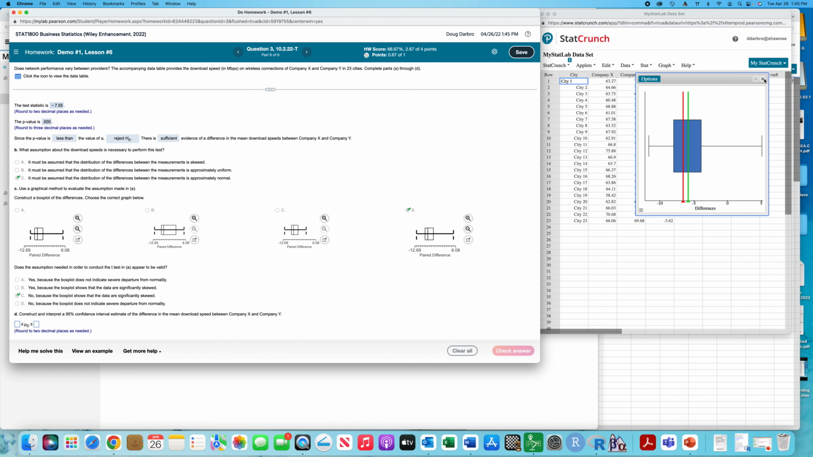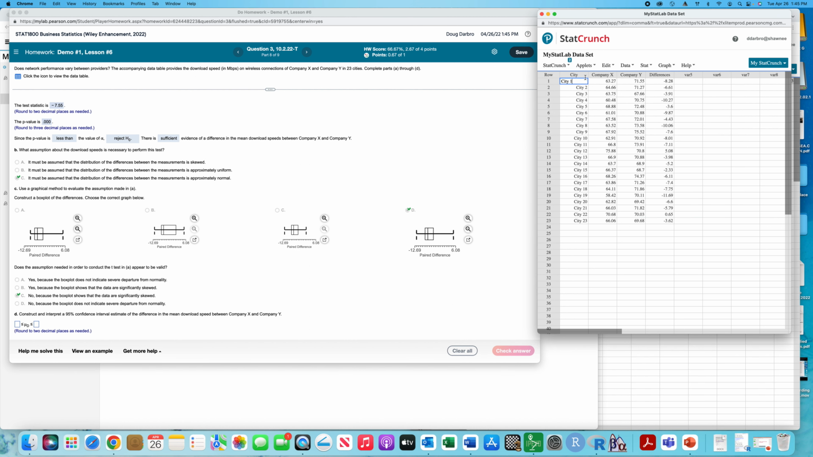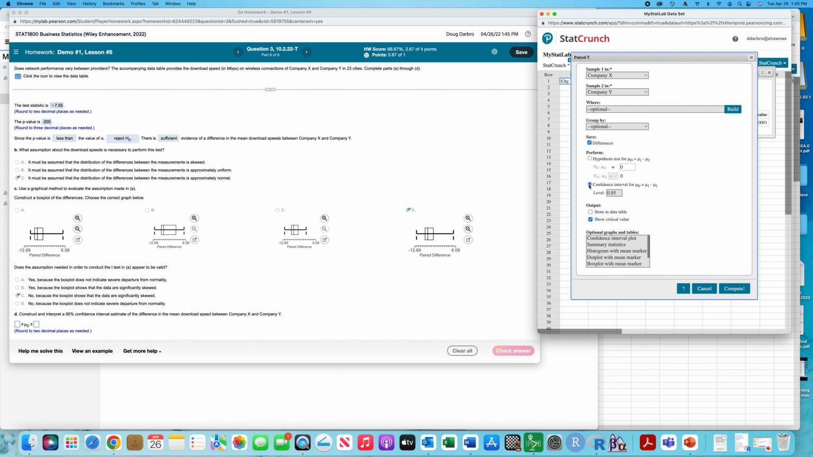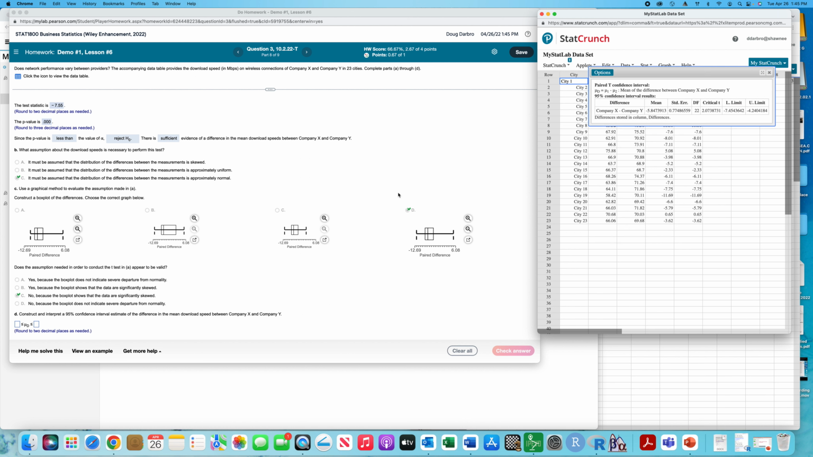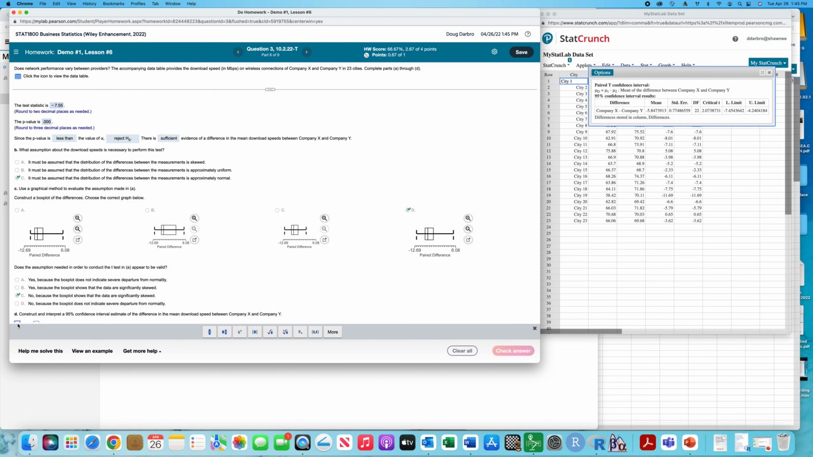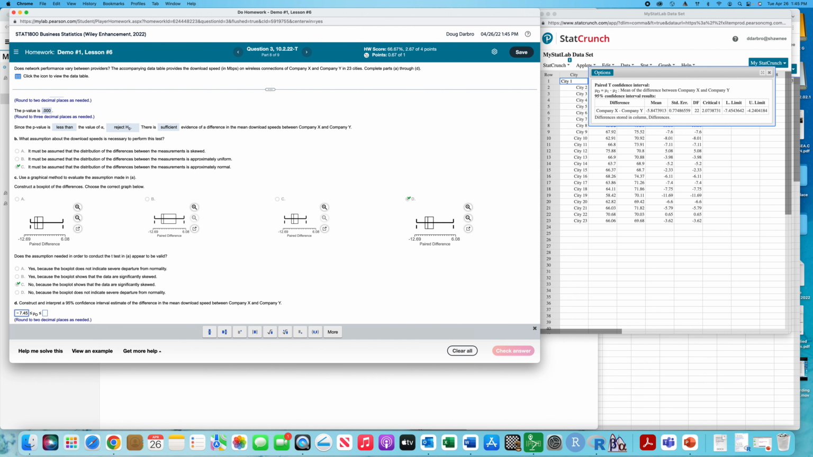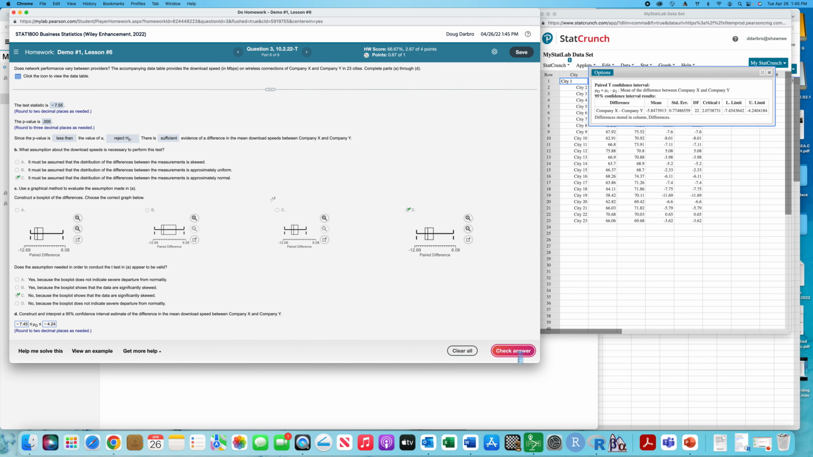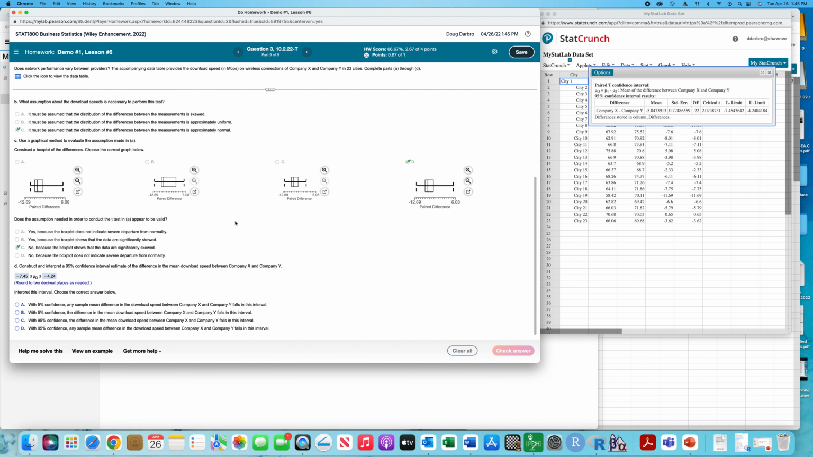All right, construct a confidence interval. All we have to do is go back to our previous result, go up to Edit, calculate the confidence interval. They want us to calculate a 95%, so let's go with it. So negative 7.45 up to negative 4.24. Interpret the interval. Well, there's a 95% confidence, or 0.95 confidence, that the mean difference falls in that interval.